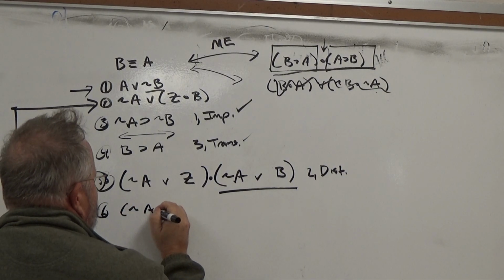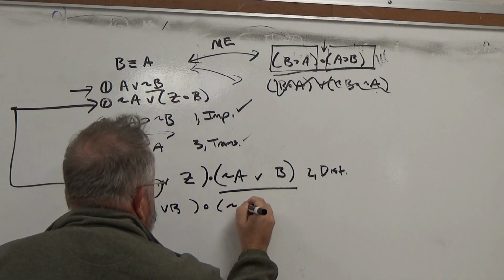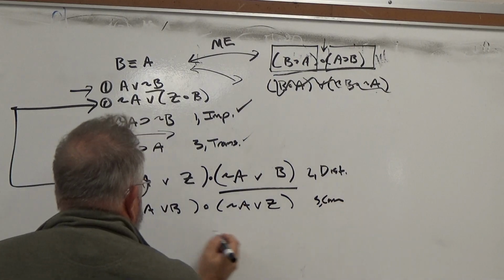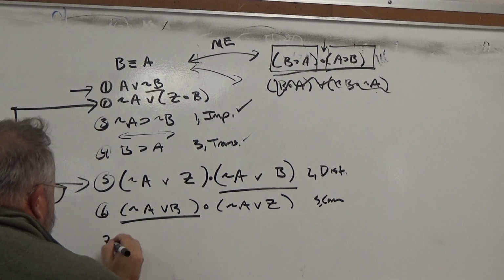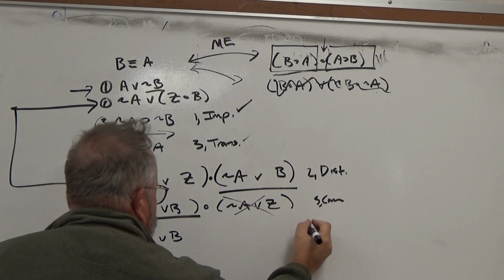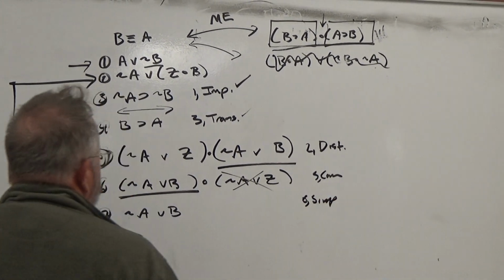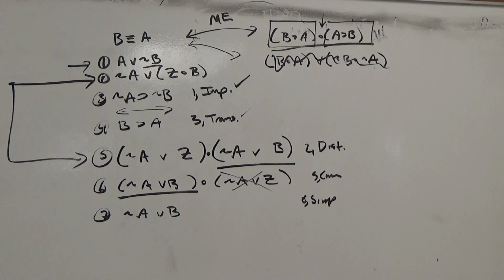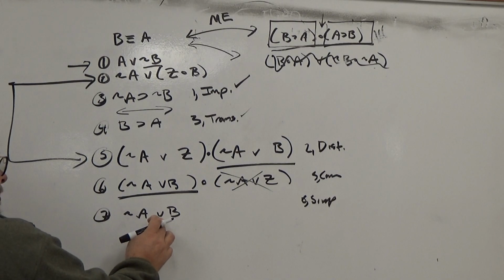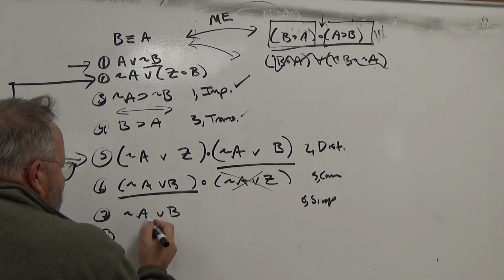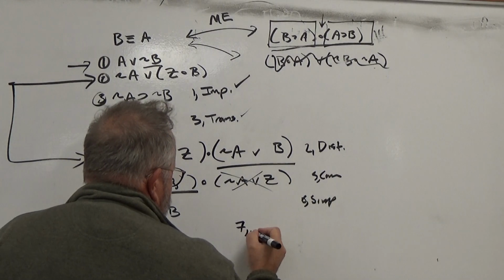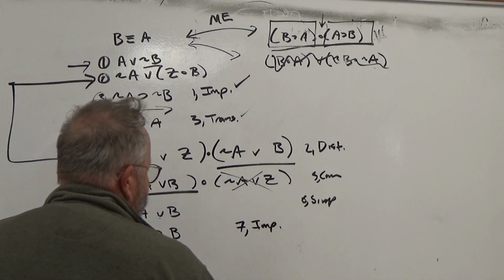So I get not A or B and not A or Z from 5 by commutation. Now I'm simplifying this, so I'm getting rid of that. Not A or B from 6 by simplification. And remember, I need conditionals, right? This is an or, but I have a rule that lets me change it to an if-then. Not A would become A, or would become then, and B stays the same. That's 7 by implication, or material implication.